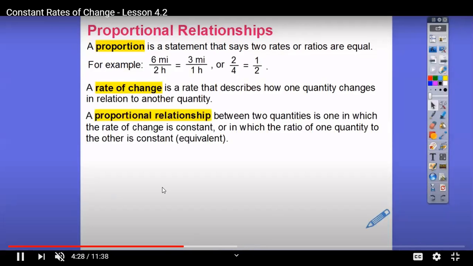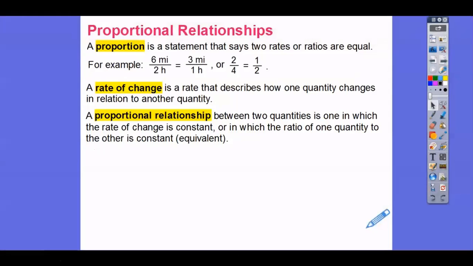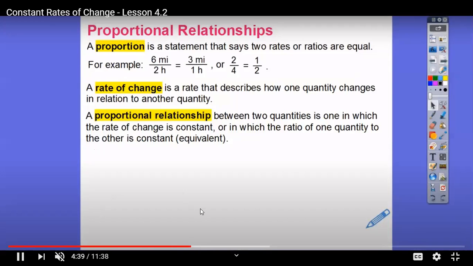The rate of change is a rate that describes how one quantity changes in relation to another quantity. A proportional relationship between two quantities is one in which the rate of change is constant, or in which the ratio of one quantity to the other is constant or equivalent. Which means when we simplify the ratio, we find that each time it has the same ratio. This is called a proportional relationship, in which the ratio of one quantity to the other is constant.